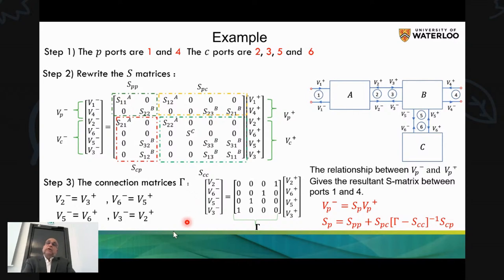So remember, the connection matrix relates VC minus to VC plus. So I'm going to put VC minus here: V2 minus, V6 minus, and so on. And then I write these equations in matrix form. Nothing else. So you see V2 minus equals what? V3 plus. So 0, 0, 0, 1 here. V6 minus equals V5 plus, so I put 1 here. V5 minus equals V6 plus, so I put 1 in here, and so on. So I got the matrix, I call it the connection matrix. So I got the submatrices, SPP, SPC, SCP, and SCC, and I got the connection matrix, and then the resultant matrix I have is just this one. What is the order of this resultant matrix?